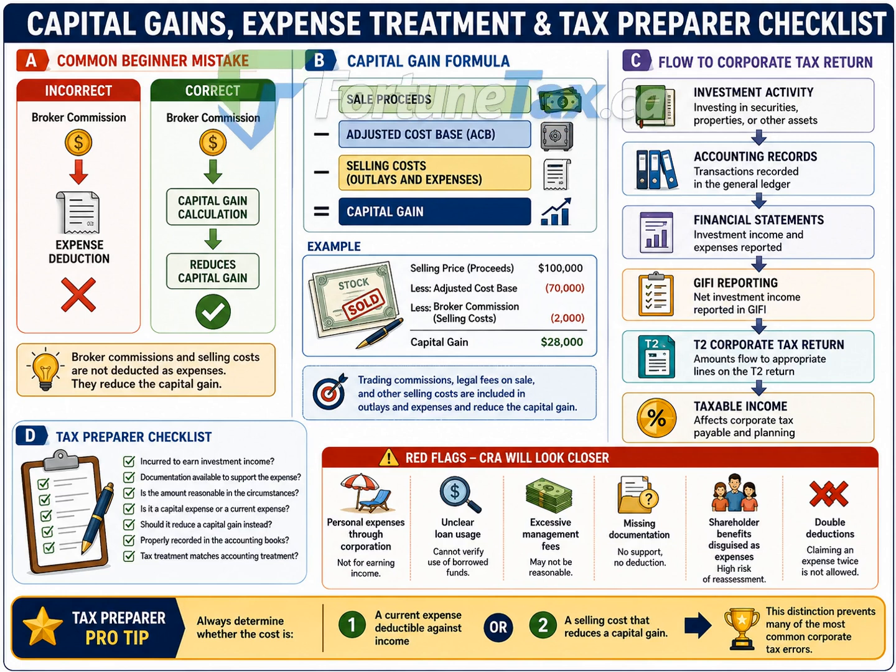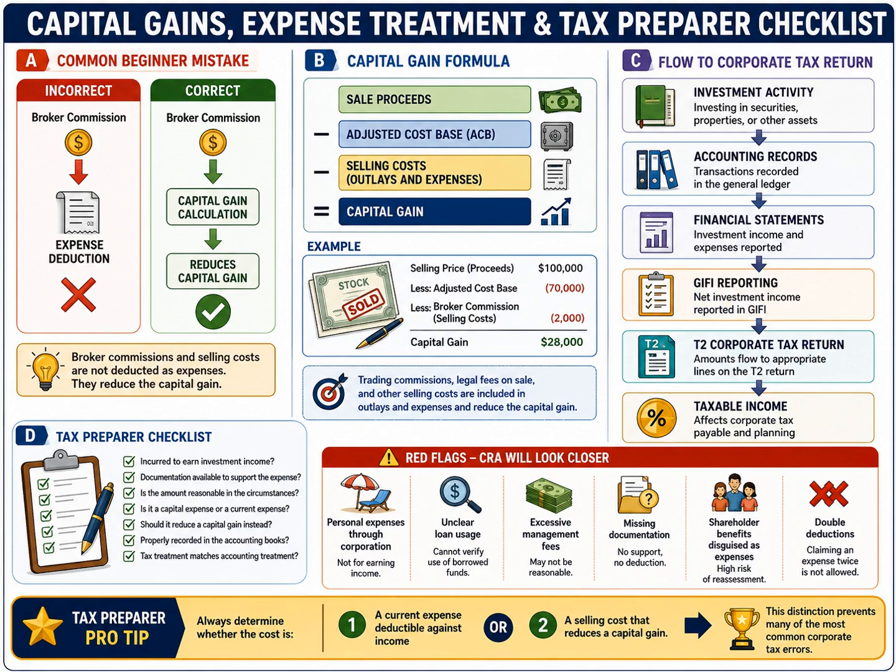The red flag section highlights situations that often attract CRA scrutiny. These include personal expenses charged through the corporation, unclear use of borrowed funds, excessive management fees, missing documentation, shareholder benefits disguised as expenses, and duplicate deductions. Before filing any corporate return, it is helpful to think like an auditor. If the CRA requested support for a deduction tomorrow, would you be able to justify it?